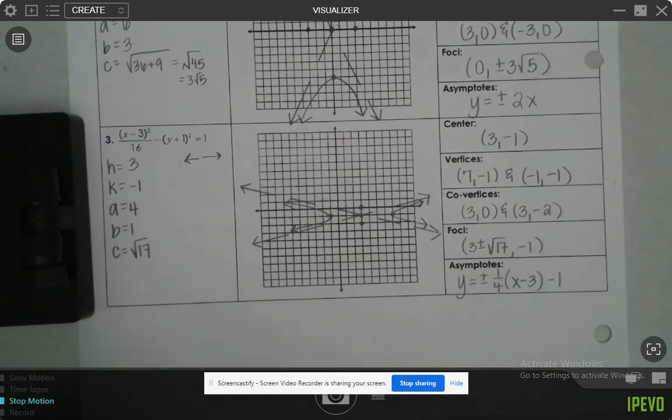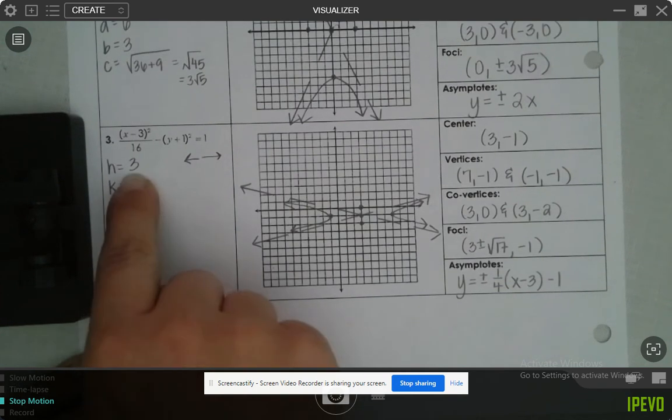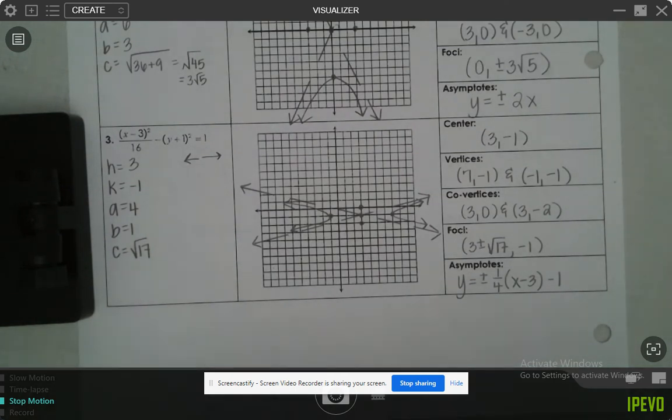What do we add and subtract with the vertices? A. So we do A from H and A from K? No, so it opens left and right. So you're going to add 4 and subtract 4 from 3 because that's your X value. And then B goes with Y. If A goes with X, B has to go with Y, and C has to go with X. Does that make sense? Yeah, I flipped it. It's okay.